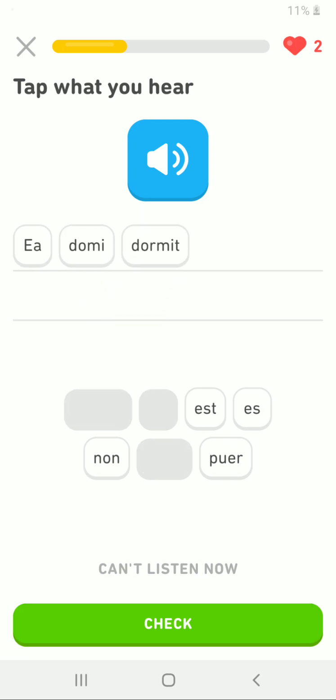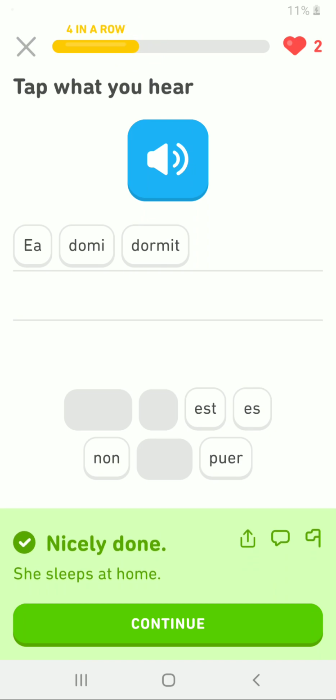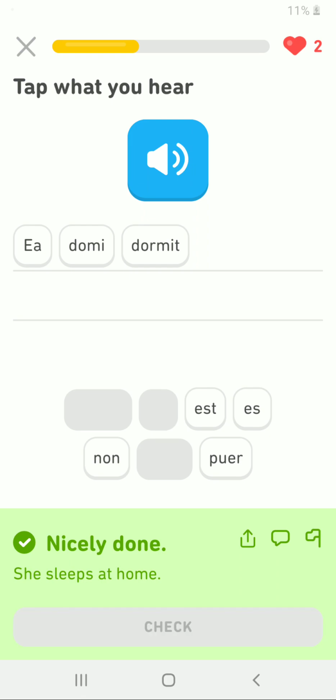Domi dormit. So she sleeps at home. She at home sleeps, if you want. Ea, it's she. So we know ego. Ego, tu is Ea, but ei, it's his. Very close to Ea, but we have to differentiate.